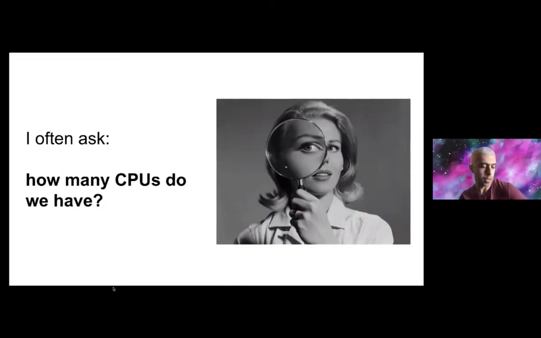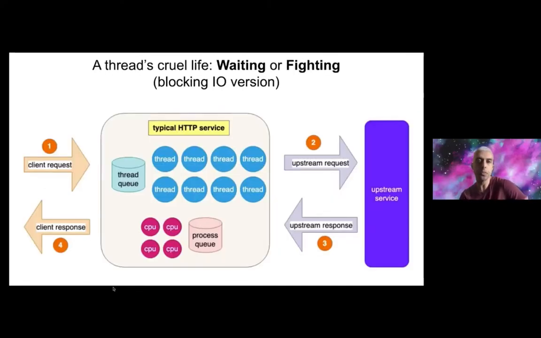So one of the things I ask, when I'm debugging a system or trying to understand how it should perform to configure it properly, or anything along those lines, is, how many CPUs do we have? Because how you can gauge the amount of work that a system can or should be doing is heavily affected by your CPU count. And so, the way I think about a thread is, a thread is either waiting or fighting. It's kind of a cruel life, and I'm going to talk about the different phases of threads and CPUs and what I'm calling a typical HTTP service here.